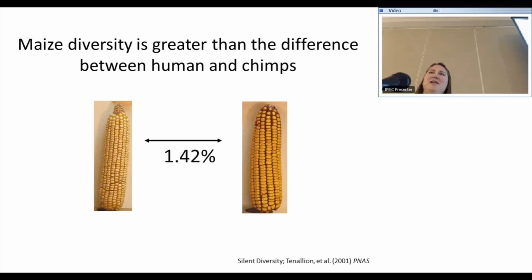So take any one of you and compare yourself to a chimpanzee, and then take two inbred lines, not wild ancestors or anything like that, just two inbred lines from around the world, and they're more different than you and a chimpanzee. Okay? So maize is just incredibly diverse.